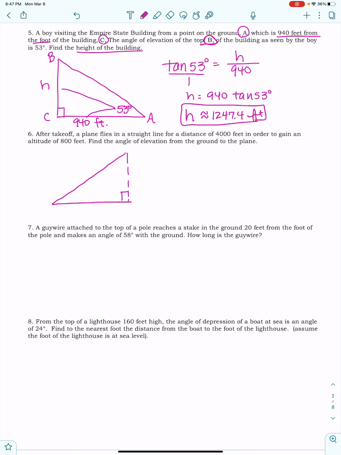So our altitude is always going to be measured perpendicular to the ground. So that's going to be 800 feet right here. And you're told the plane takes off and flies in a straight line for 4,000 feet. So that's how we know that that's 4,000 feet instead of this side down here, because we're not told it's covering a distance along the ground.